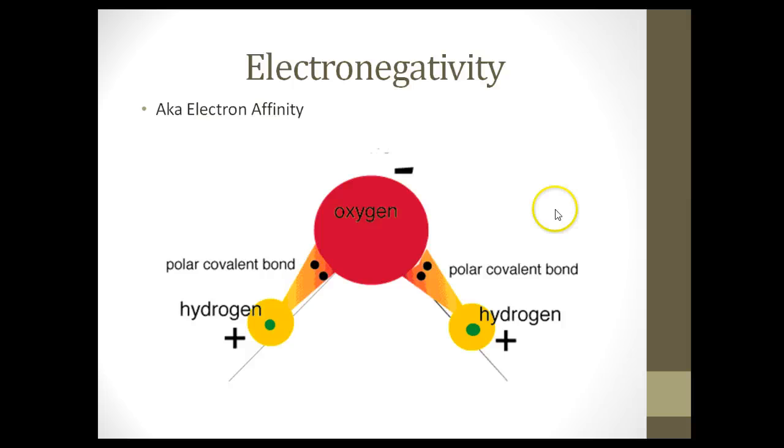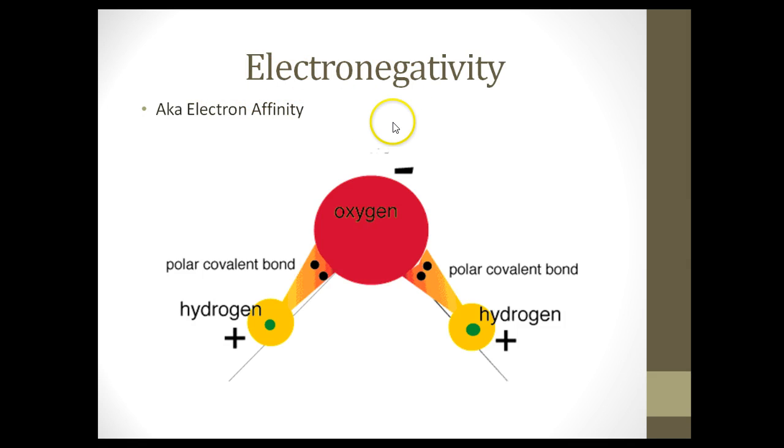The next term is going to be electronegativity. It's also known as electron affinity, so you'll see sometimes it described as electron affinity. And that's basically exactly what it is. Affinity is basically wanting something, right? So electronegativity is how badly does an element want electrons? How strongly is it going to pull electrons towards it?